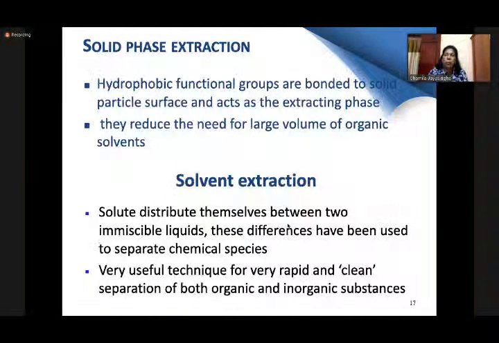Now here what we do is solid phase extraction with hydrophobic functional groups. Hydrophobic means water-disliking. Functional groups are bonded to the solid particle surface and act as the extracting phase. They reduce the need for large volumes of organic solvent, because if everything is there in the aqueous solution, we have to use many organic solvents.